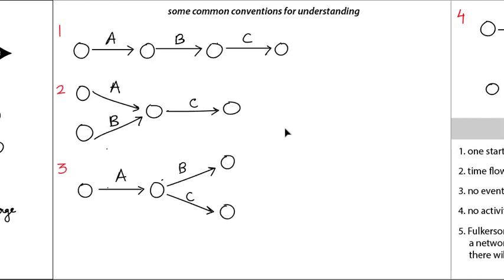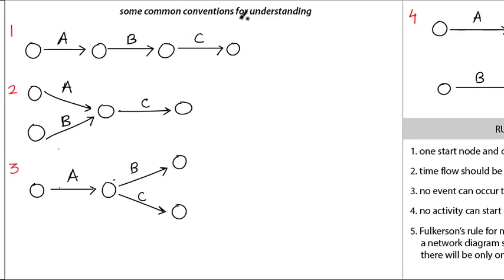Before drawing a project network diagram, you should understand some common conventions. The first one has three activities. In this first representation, the first activity is A. After the completion of A, B will start. After the completion of B, C will start. So B's predecessor is A and B's successor is C. That's how predecessor and successor are denoted.